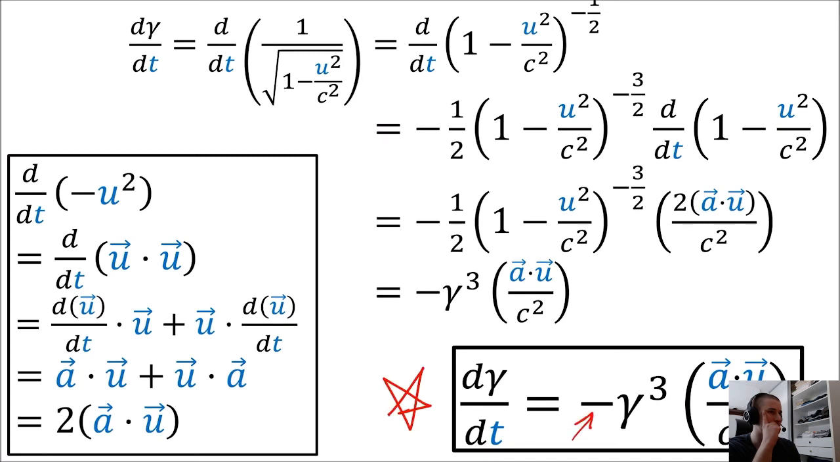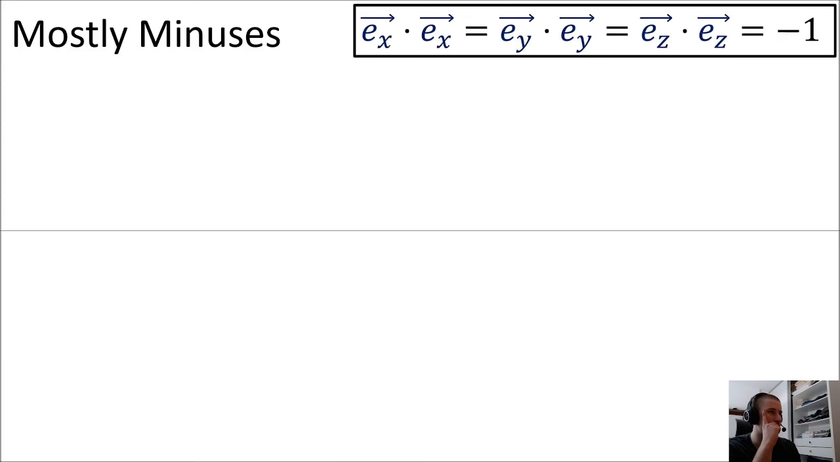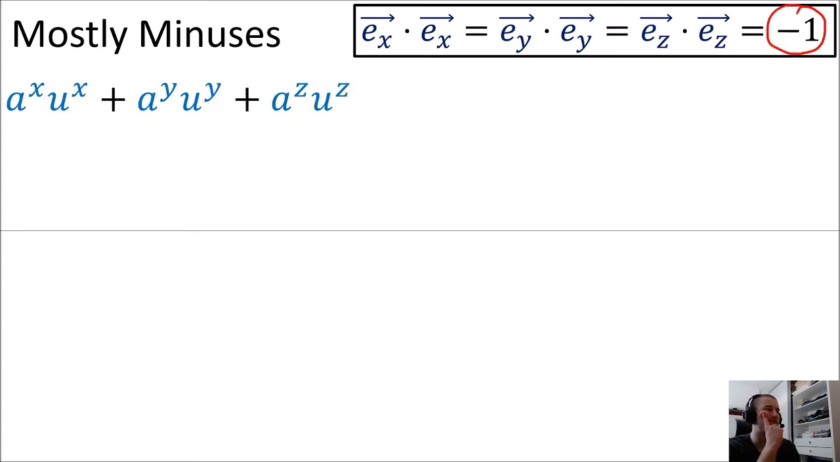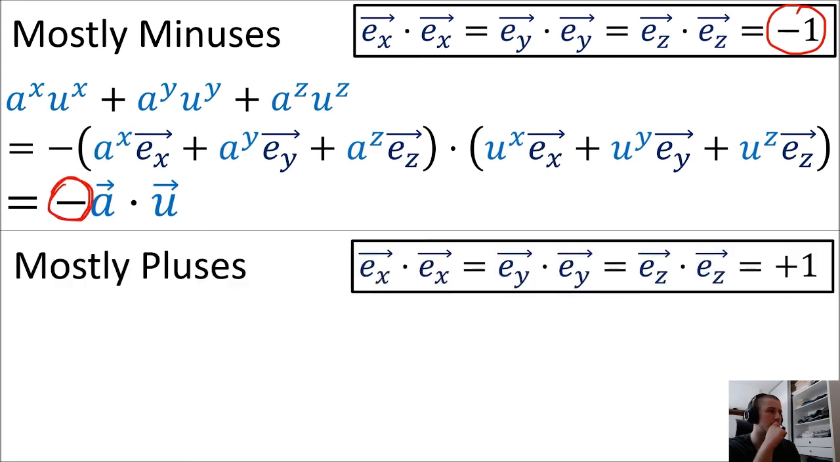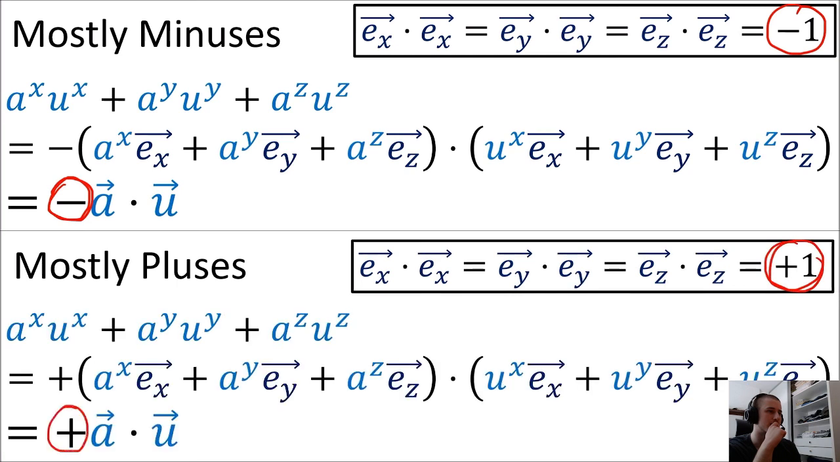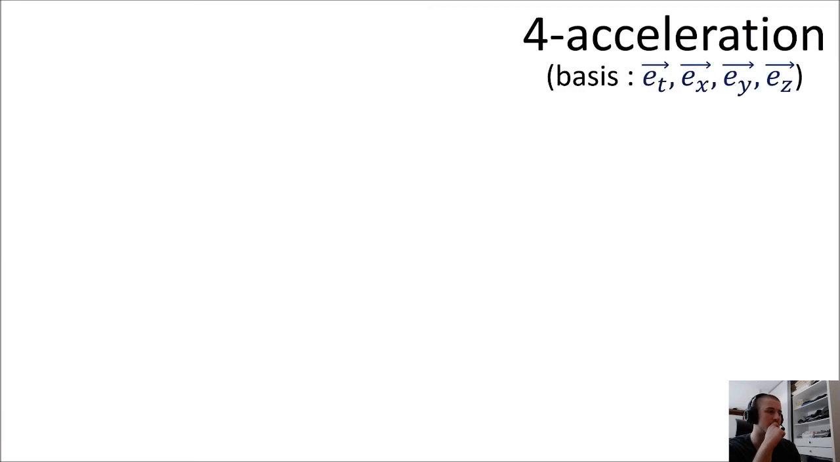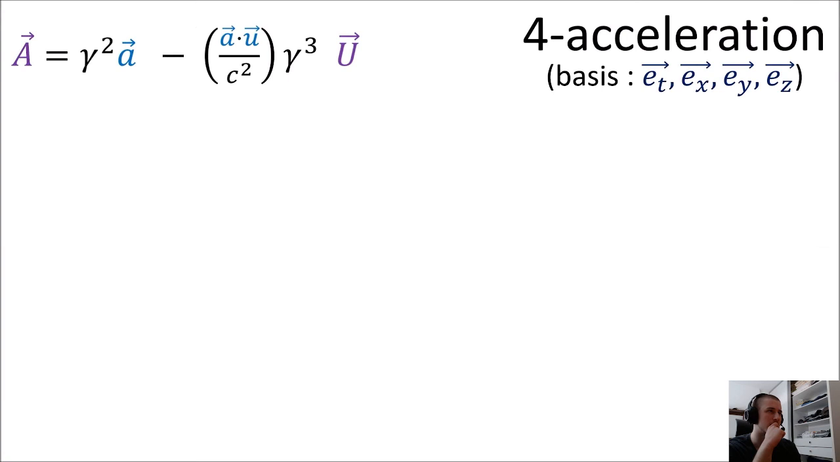Now, the reason that this minus sign is here is because I chose to use the mostly minuses convention for the Minkowski metric, where a position basis vector dotted with itself gives a -1. Because of this, the formula ax ux plus ay uy plus az uz is actually the negative of the little a vector dotted with little u. If we had used the mostly pluses convention, where a position vector dotted with itself gives +1, then this negative sign would be a plus sign instead. So this is something to keep in mind if you see this formula in textbooks or websites with a different sign convention.